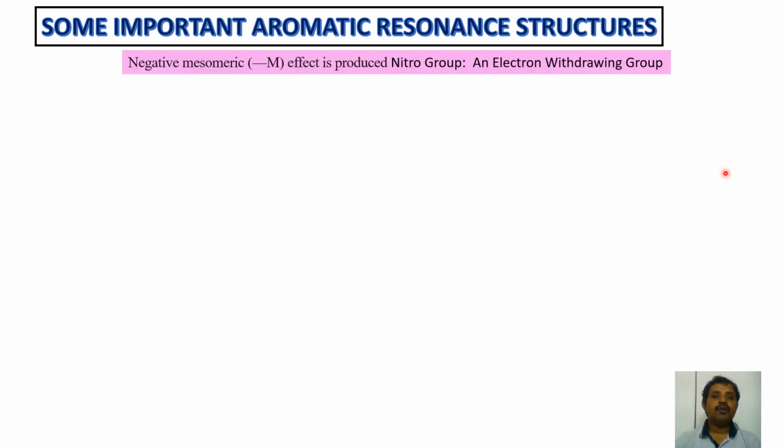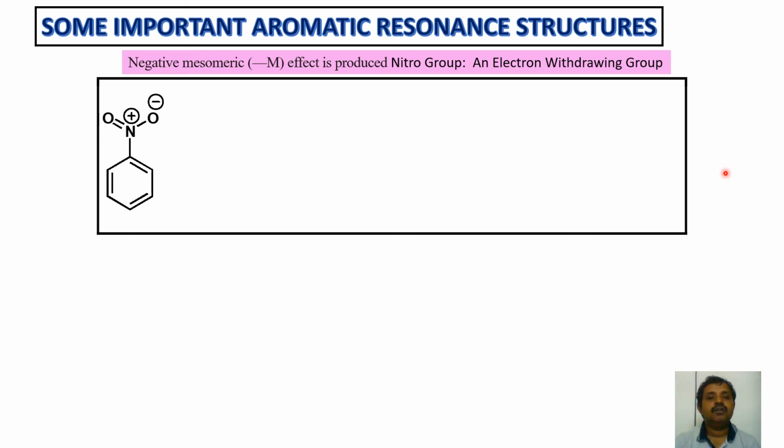Now let us discuss the negative mesomeric effect, taking the nitro group as an example, which acts as an electron withdrawing group. Here this is nitrobenzene. The benzene ring, a conjugated system, is connected to the nitrogen atom, which is in turn connected to the electronegative oxygen atom with a double bond.